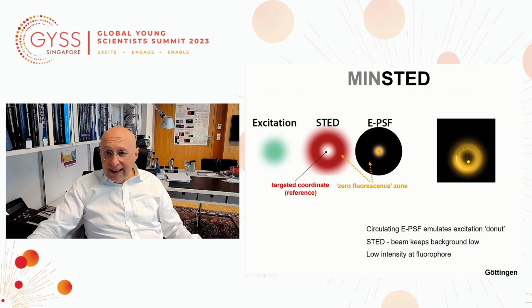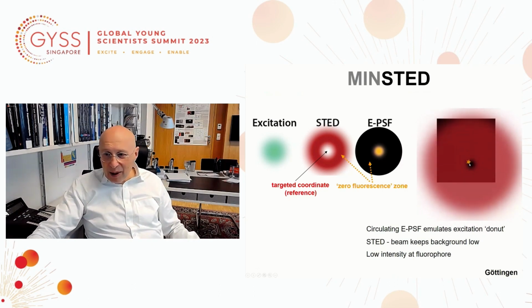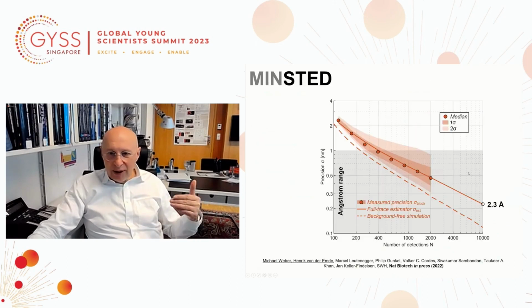And this can be done by making this donut, so to speak, circle around the molecule such that the zero coincides with the molecule in space. And then again, you have this phenomenon of injecting a coordinate and localizing it with a donut, making it very precise. And again, without going into the details too much, we have managed to locate molecules down with subnanometer precision.